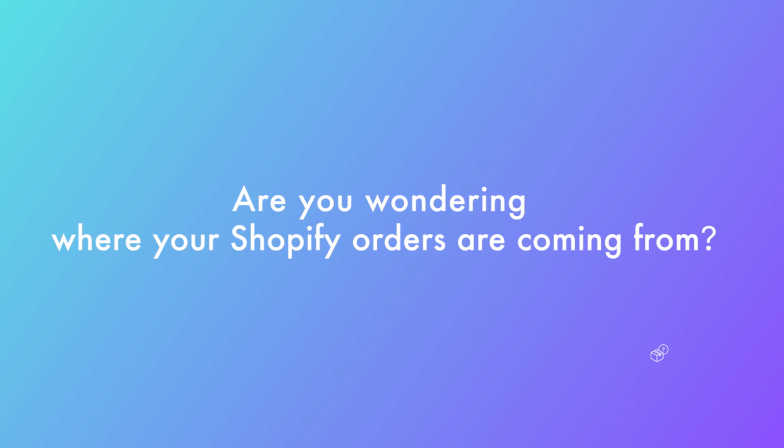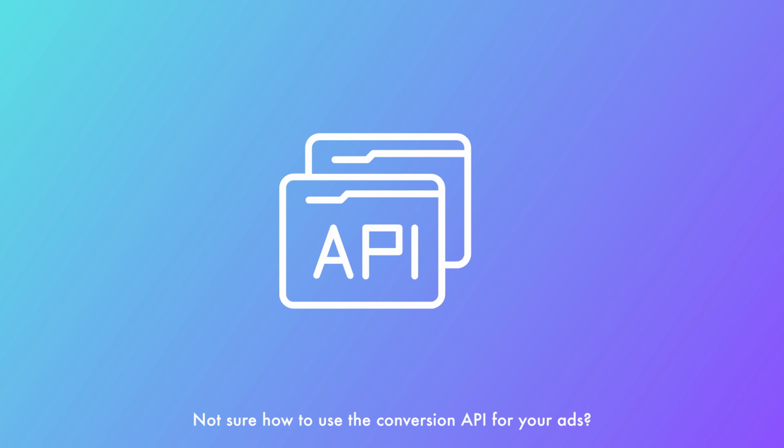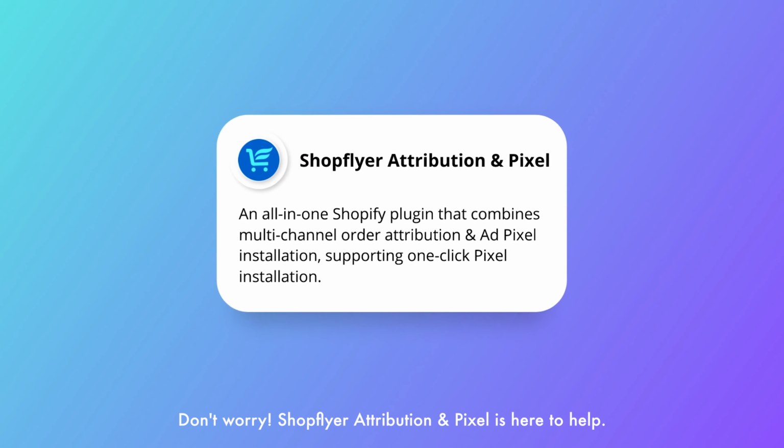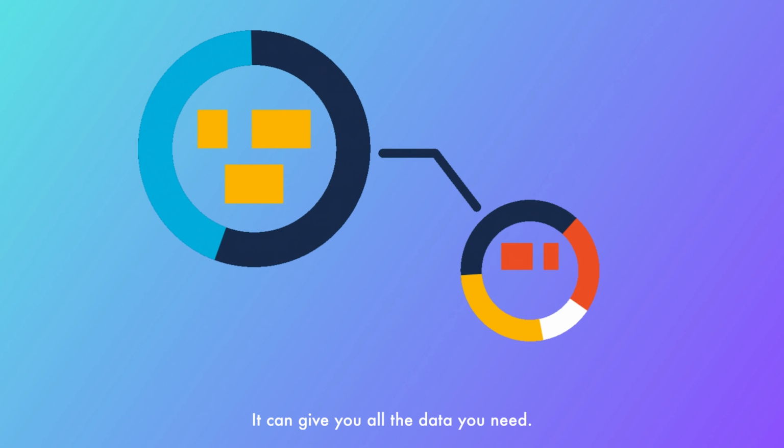Are you wondering where your Shopify orders are coming from? Not sure how to use the conversion API for your ads? Don't worry. Shopflyer Attribution Pixel is here to help. It can give you all the data you need.